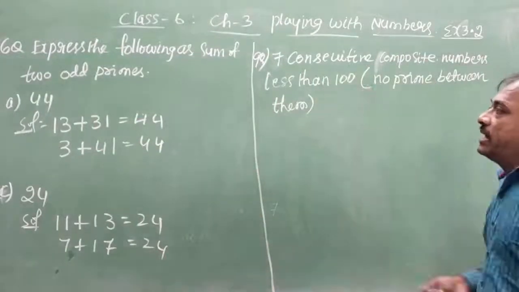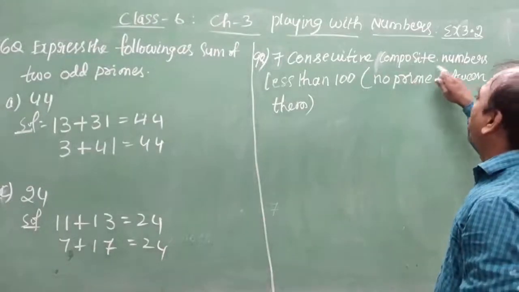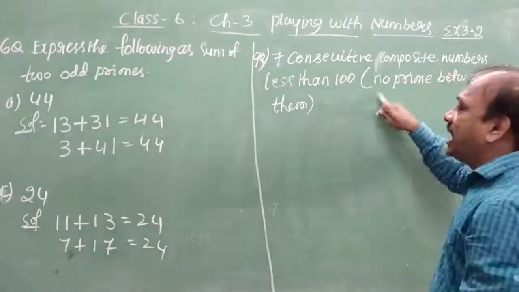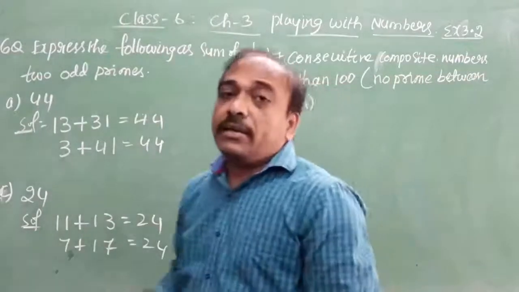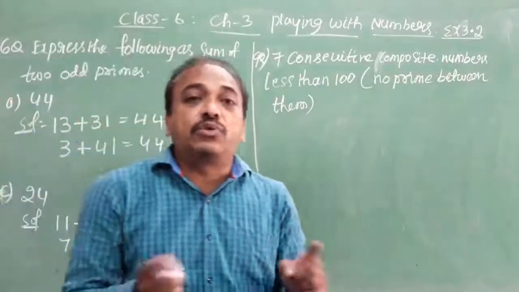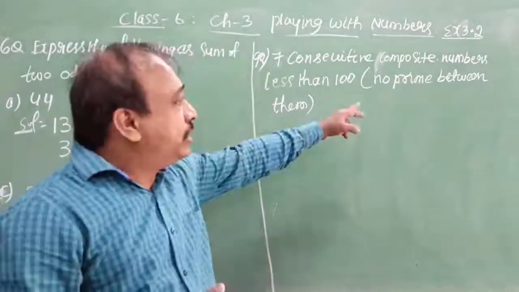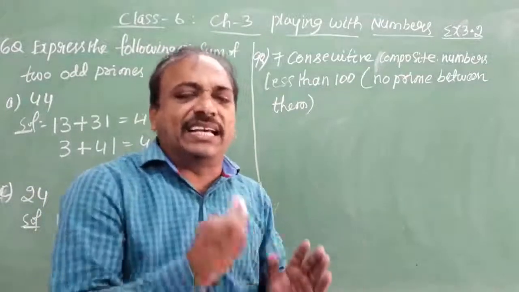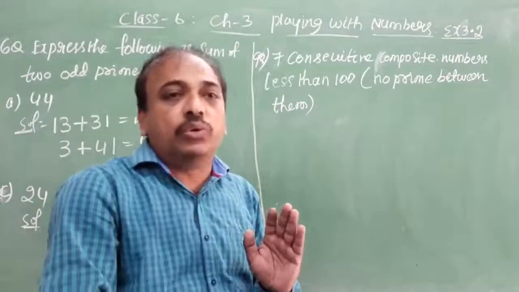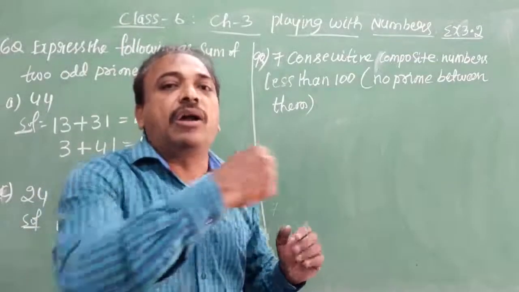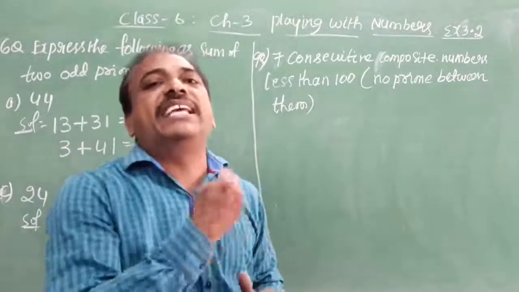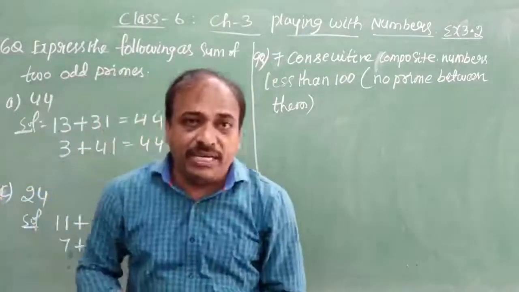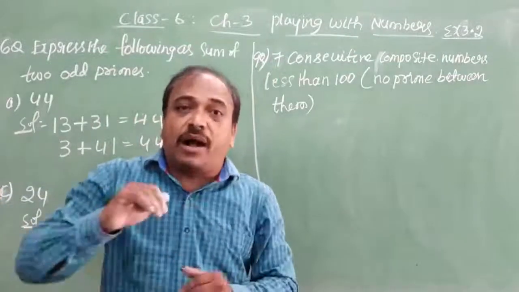Question number 9. Write 7 consecutive composite numbers less than 100. Consecutive means what? One after the other, the immediate next number. Suppose 1 is there, after that 2, 3, 4, 5. These are called consecutive numbers in order, in sequence, right? Now less than 100 you have to write 7 consecutive numbers which are composite. There should be no prime number between them.